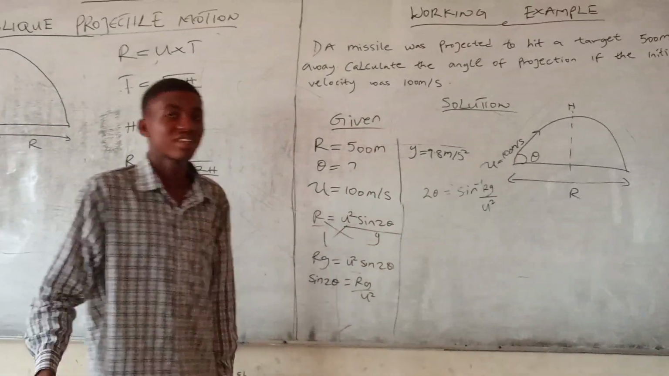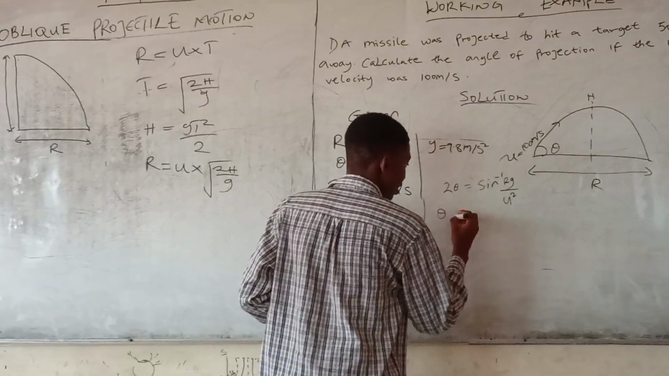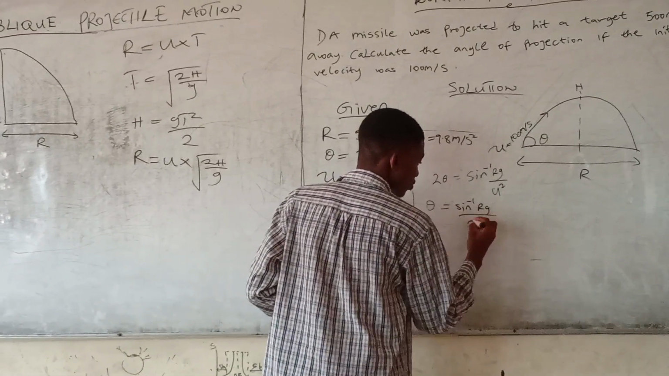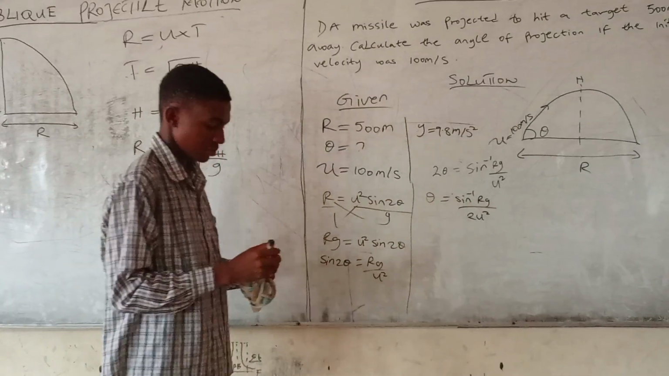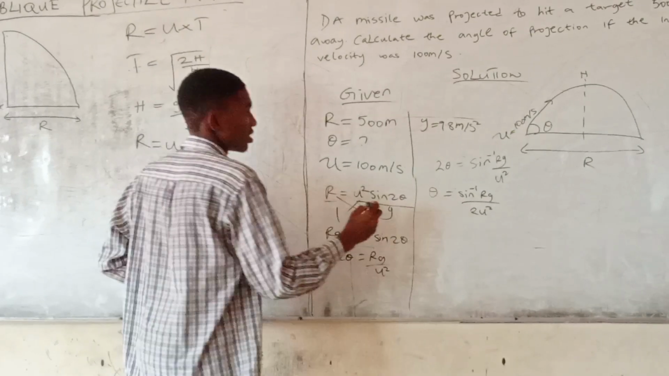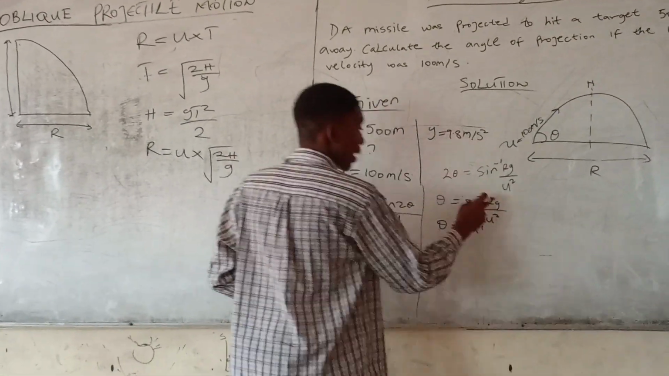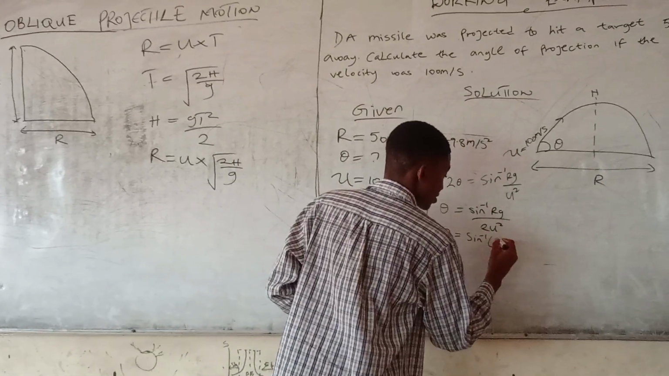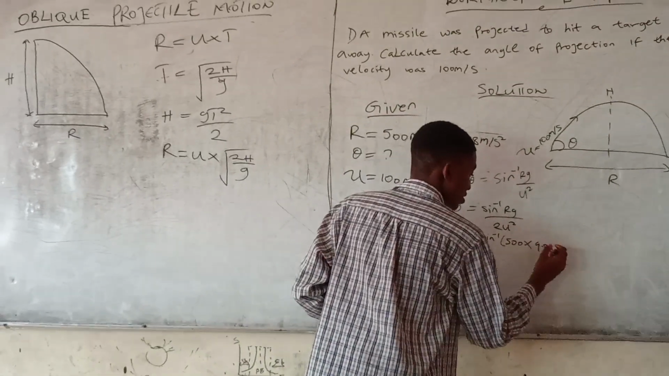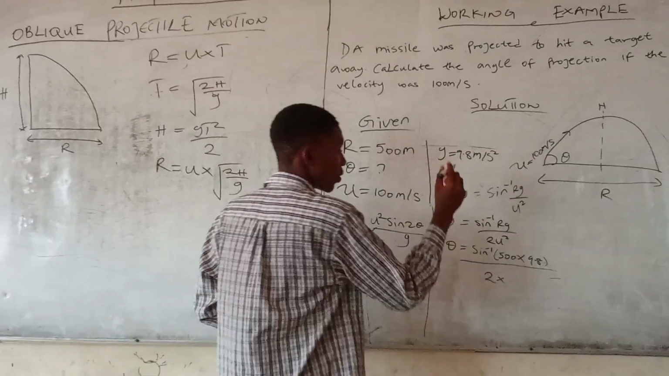But there's still a 2 here. Let's take this 2 to the other side to finalize it. So now theta equals sine inverse of R g all over 2u squared. Now this is our theta. Now let's input our parameters. So theta now equals sine inverse of, what is our R? 500, times, what is our g? 9.8, all over 2 times, what is our u? 100 squared.